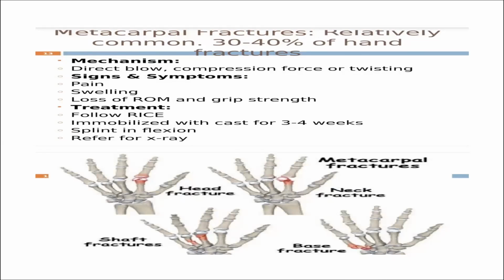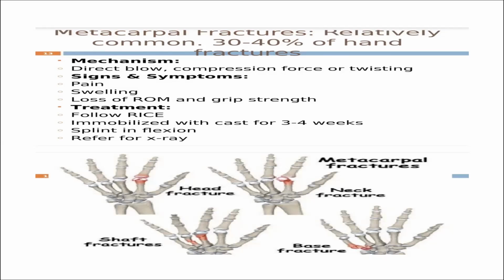Metacarpal fractures are relatively common fractures, which constitute 30 to 40% of hand fractures. They are due to a direct blow, compression force, or twisting injury, which leads to pain and swelling over the metacarpal and loss of range of motion and grip strength. Treatment is rest, ice, compression, and elevation, that is RICE. They are immobilized in a cast for 4 to 6 weeks.